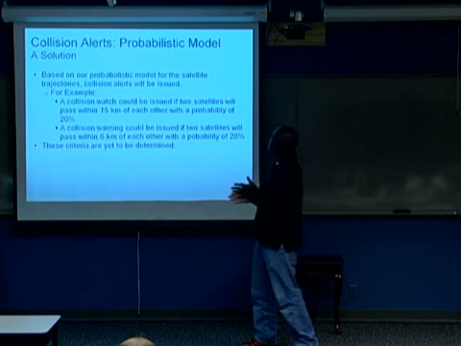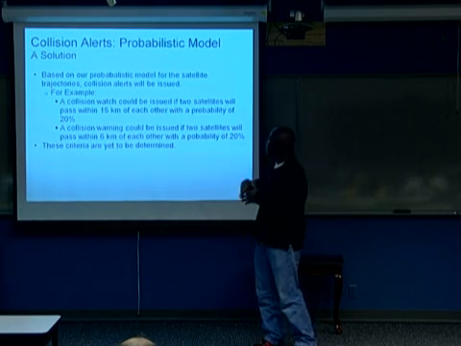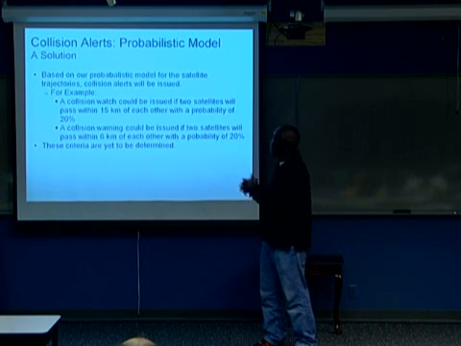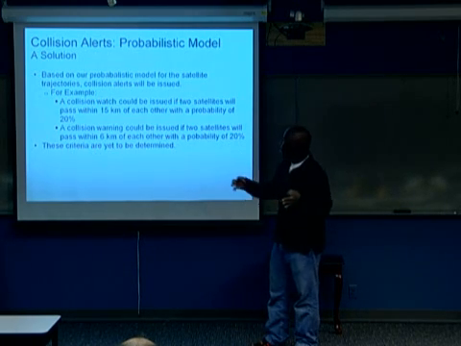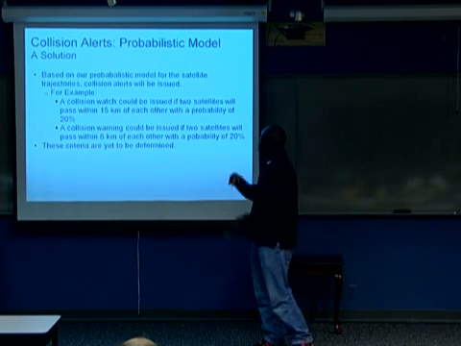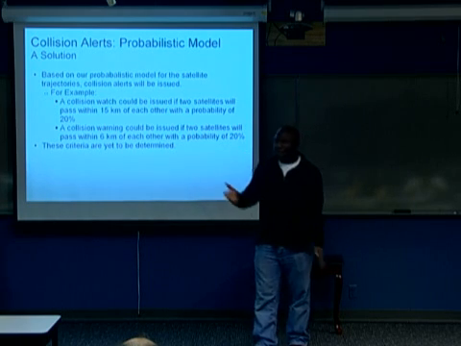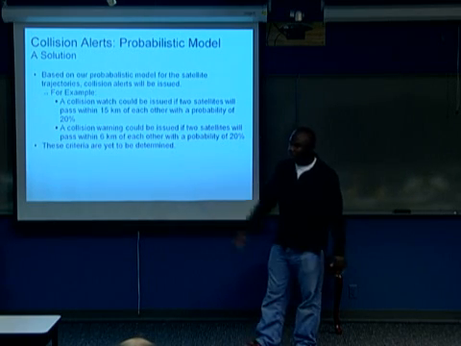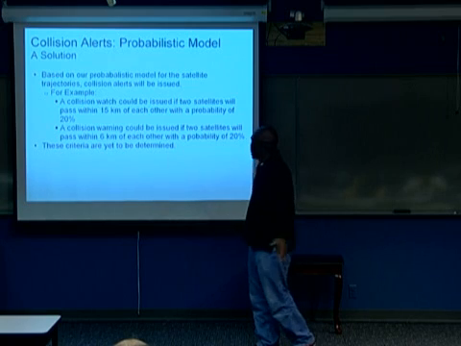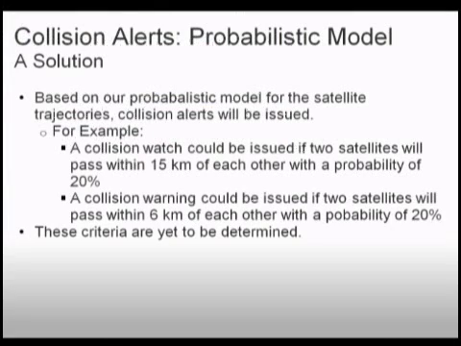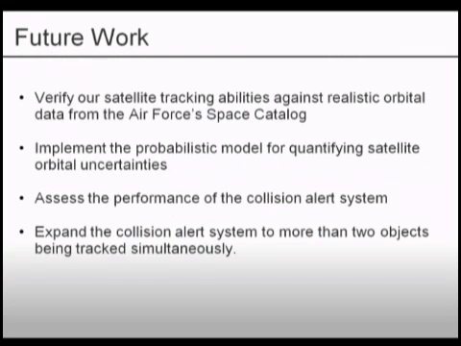Based on our probabilistic model for the satellite trajectories, collision alerts will be issued, like Aaron said, if the satellites are within, for example, 15 kilometers of each other and have a 20% probability, or 0.2, of colliding. A collision warning will be issued in that case. These criteria are yet to be determined. Like I just said, we don't know the joint PDFs of both satellites, and that's what we'll be working on. Last slide.